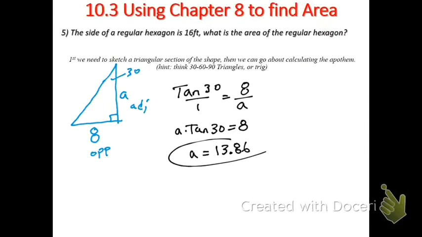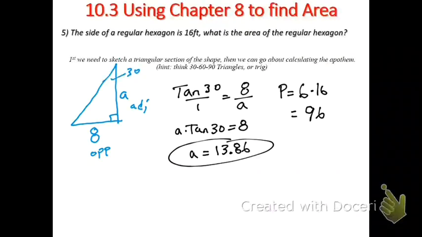All right, and so that's part of the problem. So we've got that out of the way. So the only other thing we need to find is our perimeter. Well, we know it's a hexagon, which means it has 6 sides, and every side is 16 feet. So 6 times 16 gives us a perimeter of 96.